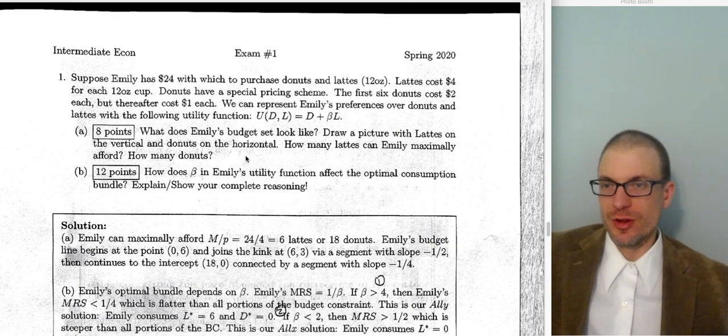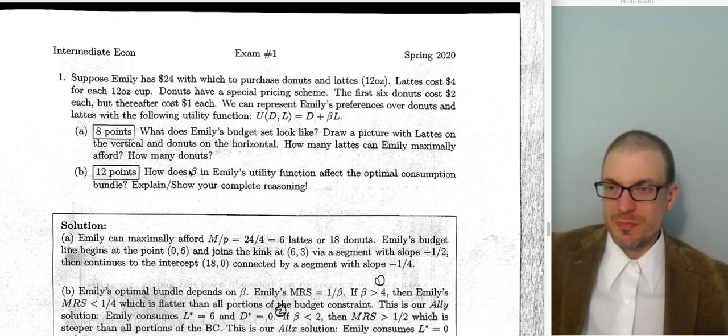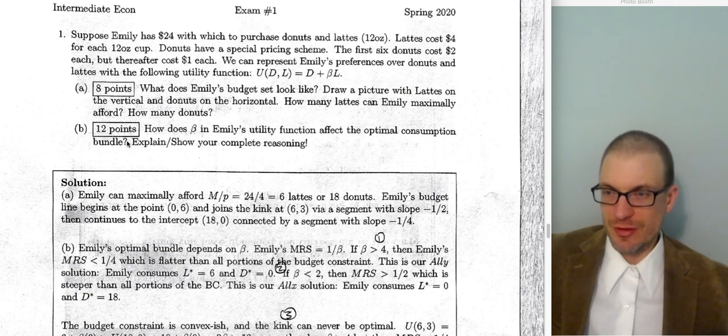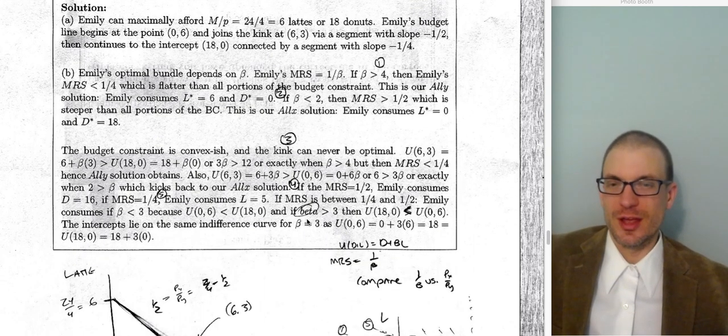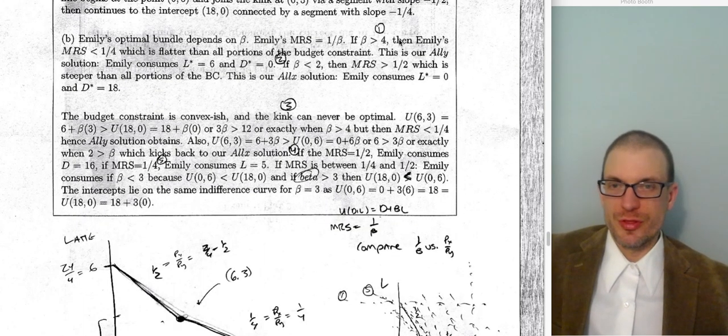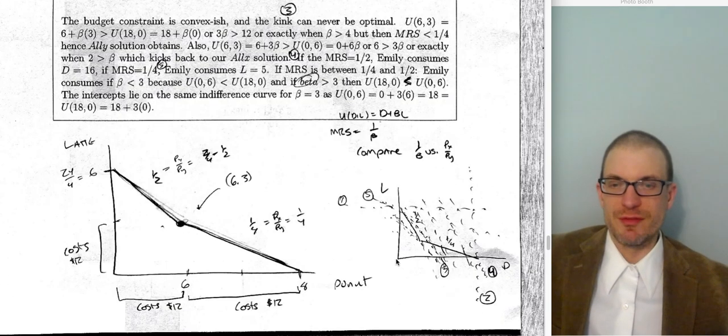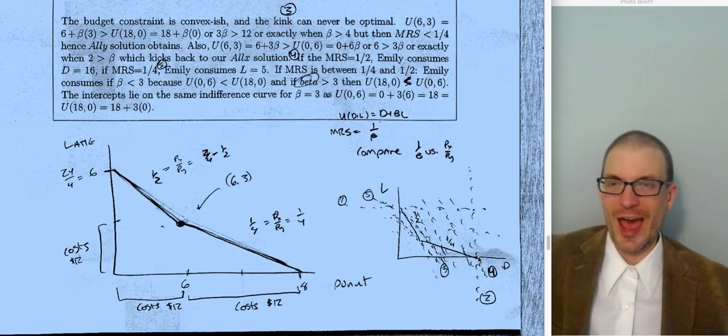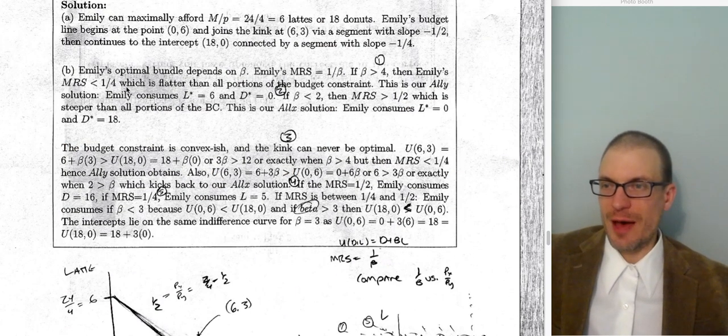Emily's optimal bundle, right? We're asked how does beta in Emily's utility function affect the optimal consumption bundle? Well, we have to fully specify how it affects the consumption bundle. For full credit, there are a lot of things we have to talk about that can happen. The first thing is just the really obvious ones. We can get an all-latte solution. We can get an all-donut solution, right? So how does this happen?